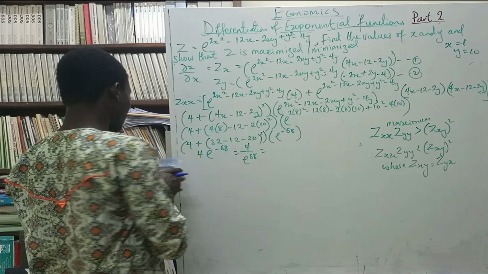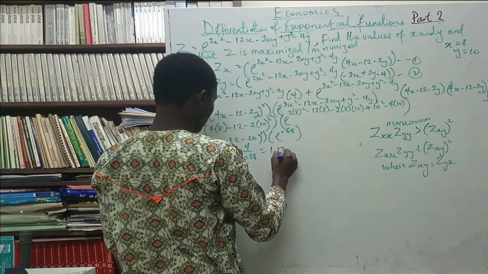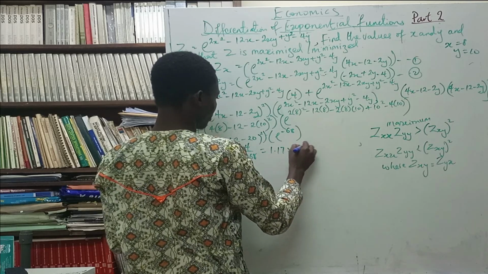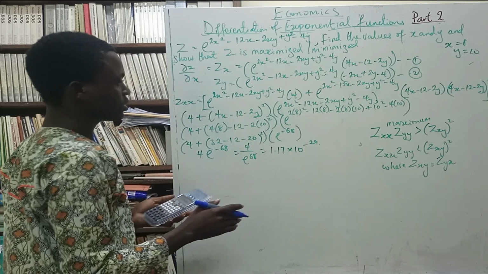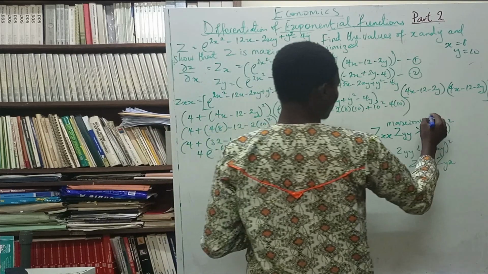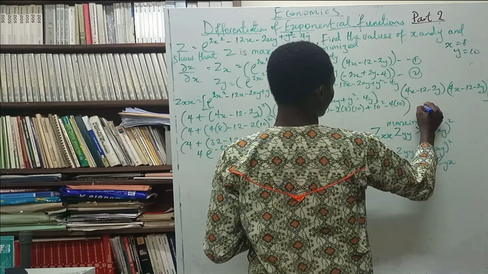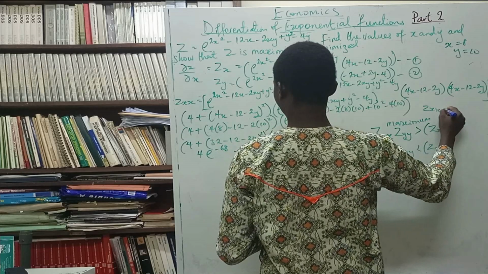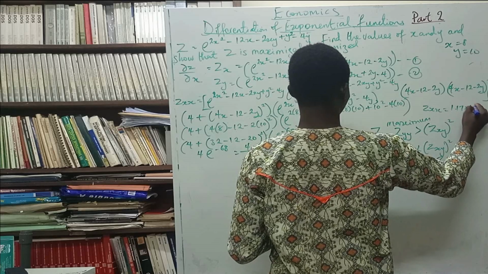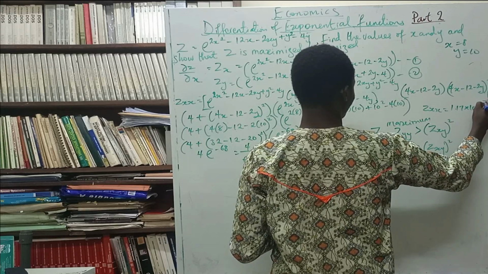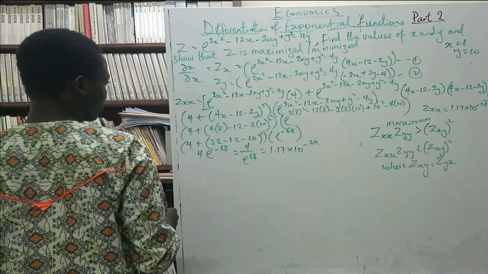Okay, so here we'll be having approximately 1.17 times 10 raised to power minus 29. Alright, so we keep this, so we have zxx equals 1.17 times 10 raised to power minus 29. So we are going to look for zxx now, zyy rather.